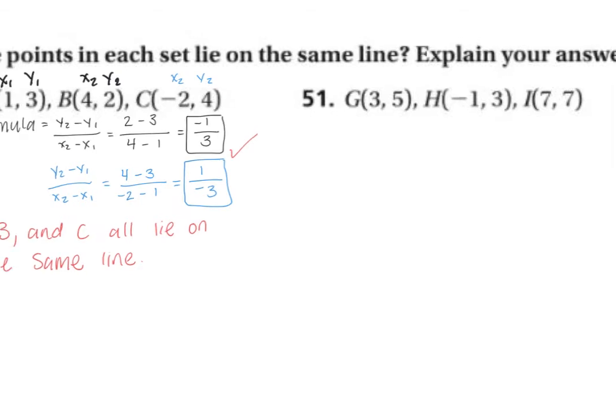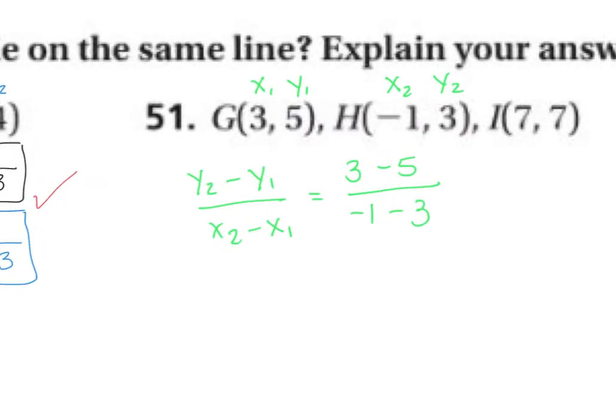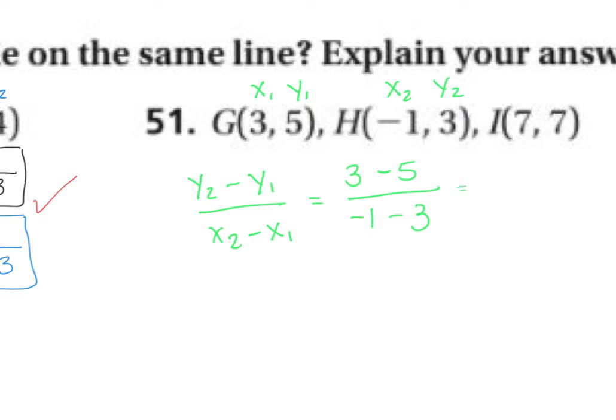G, H, and I. So let's do the same thing, okay? G, we're going to make x1, y1. H, we're going to make x2, y2. So now our formula is y2 minus y1 over x2 minus x1. In this case, y2 is 3, y1 is 5, x2 is negative 1, x1 is 3. So now we've got 3 minus 5 is negative 2 over negative 1 minus 3 is negative 4. Negative 2 over negative 4, what does that simplify to, guys?